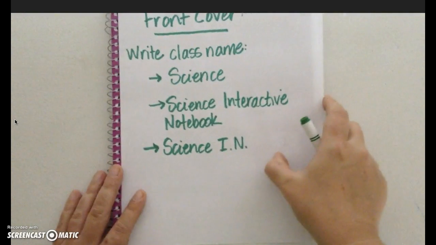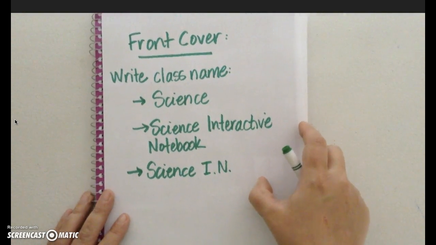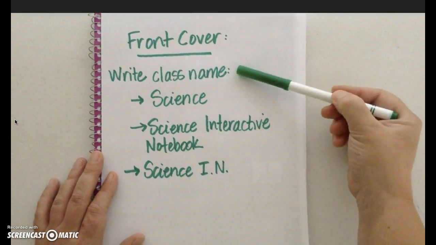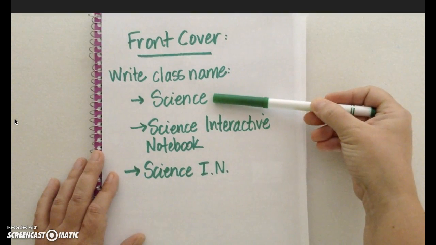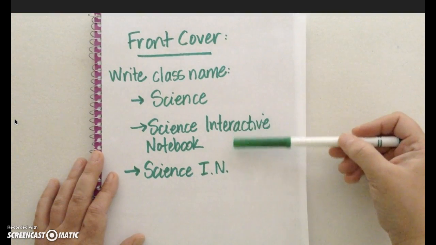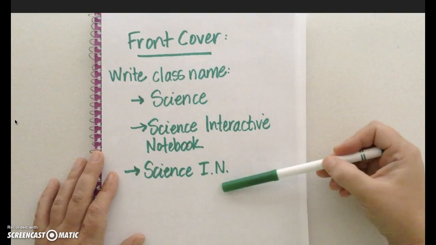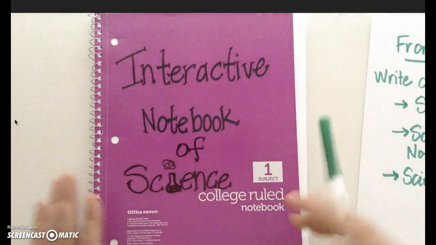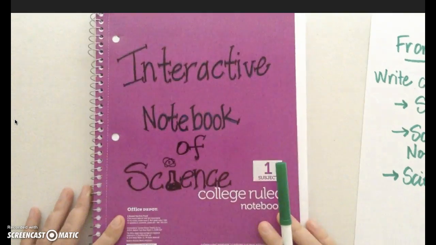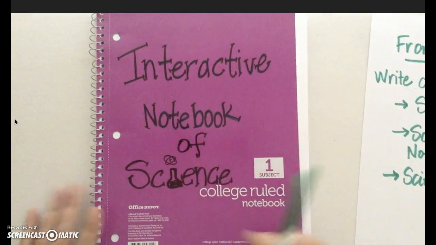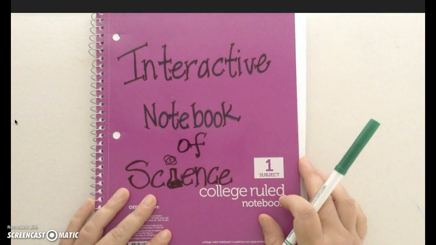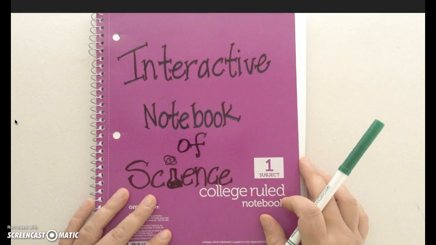Okay, you should have all of the material in front of you. On the front cover of your interactive notebook, you need to write the class name. So you can just put science. You can put science interactive notebook. You can put science interactive notebook but abbreviate it, or something to that effect. I put interactive notebook of science, and I did a little doodle down here so you can kind of make this front page your own, but you need to have at least science somewhere on there. Alright? So pause the video and do that.